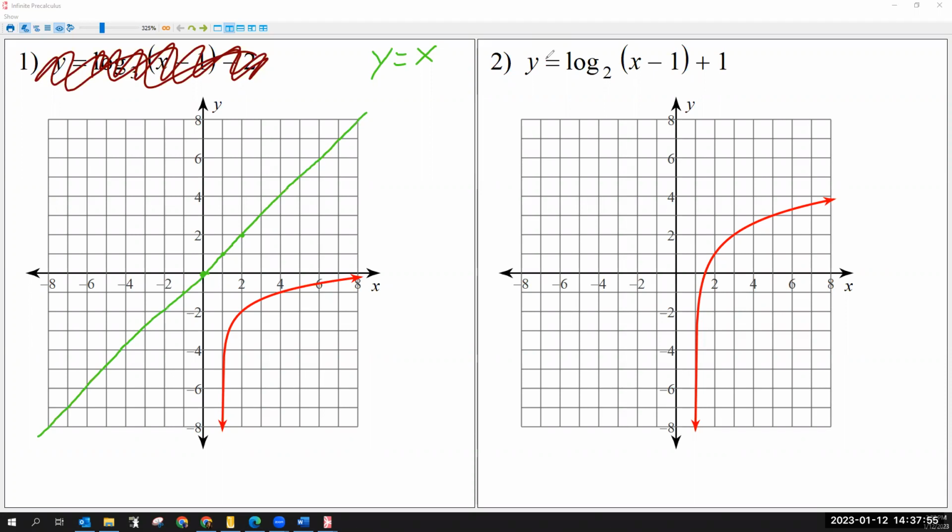To graph an inverse, all we're doing again is switching our x and y. And when we do that, we're going to see it flip about that green line. So let's find some points. So here's my graph. I'm going to try to find some coordinate points. Where does my red graph cross at some coordinate points? I see it crosses right there.